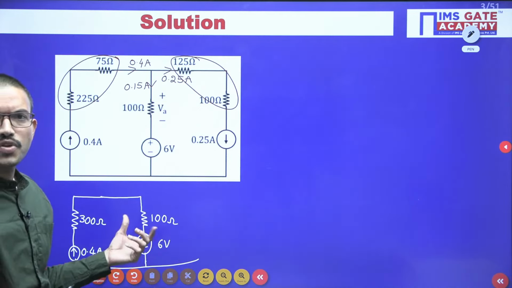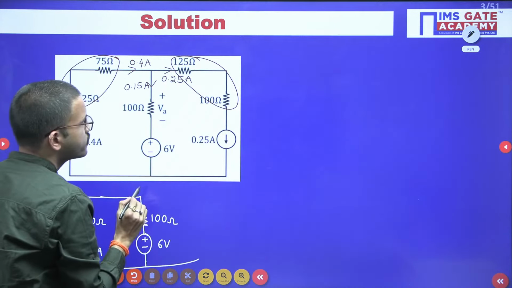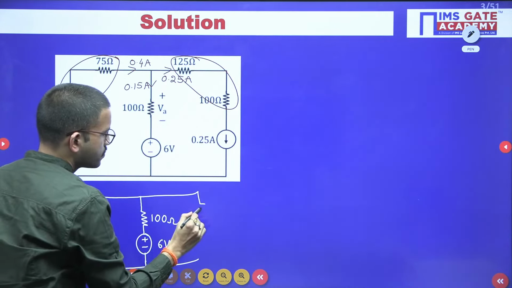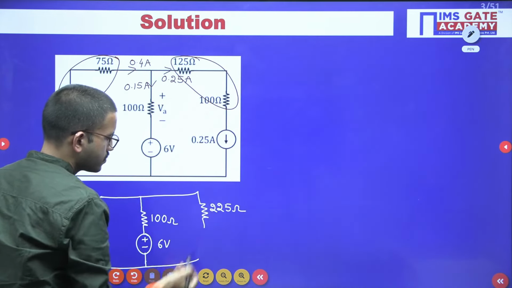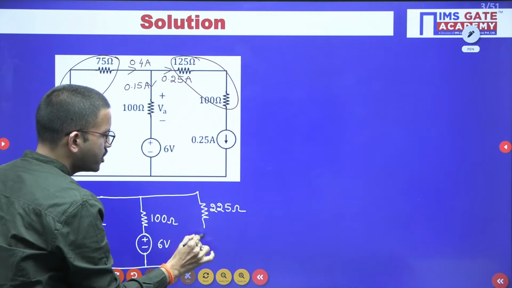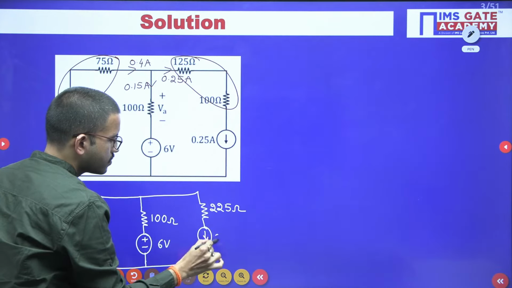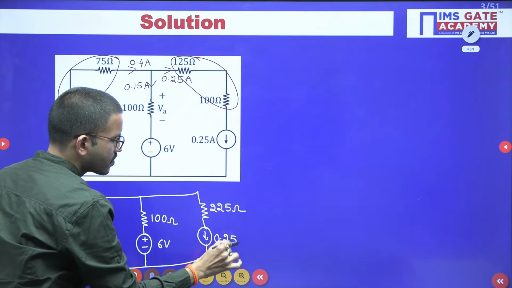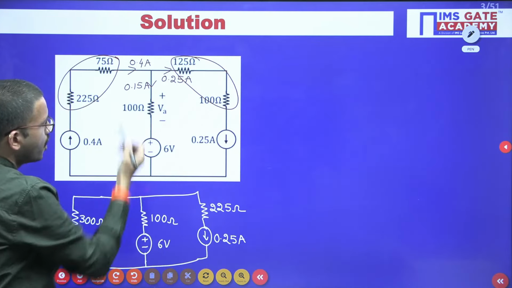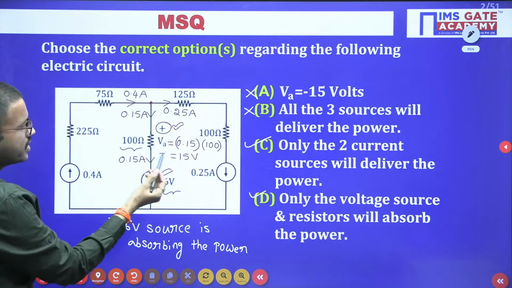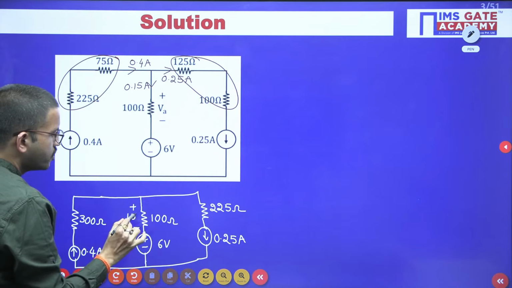I hope it is clear up to this point, right? Similarly here, 125 plus 100, that is 225 ohms. Then here you are having 0.25 ampere. Here we already calculated the voltage earlier. Here you got 15 volts.